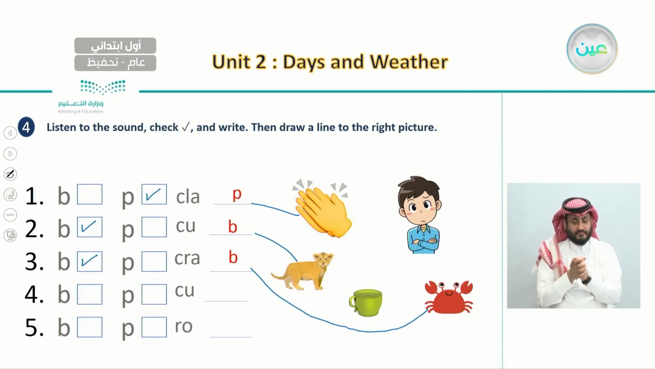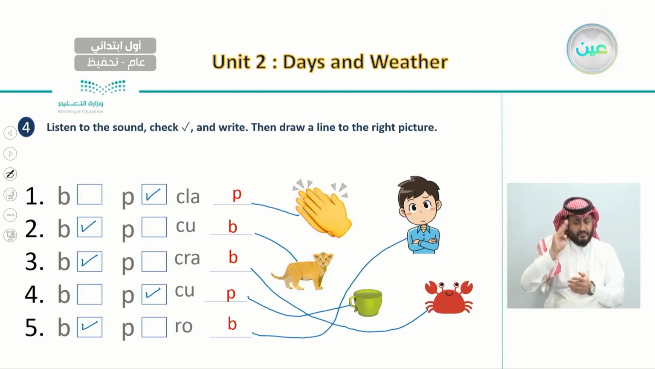Now number four, the word is cup. Cup. And cup ends with letter P, and here we match it to the picture. Now the next word we have is Rob. Rob. And Rob ends with letter B, and here we match it to our friend whose name is Rob.